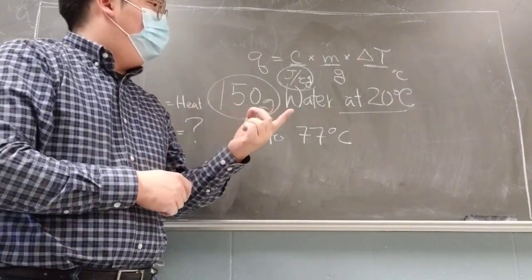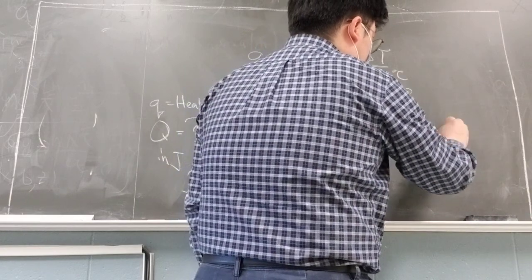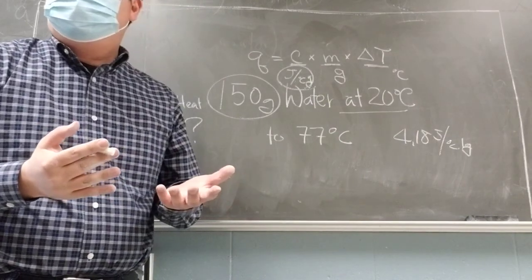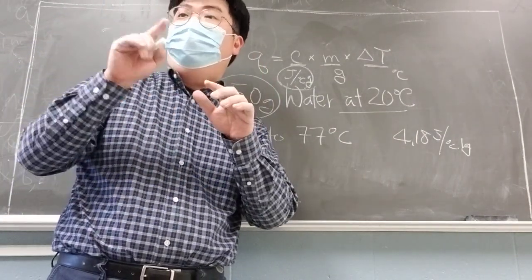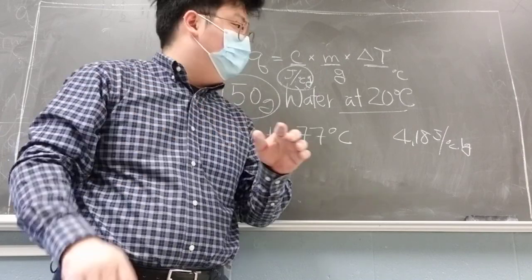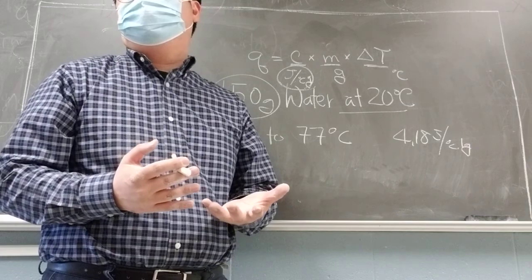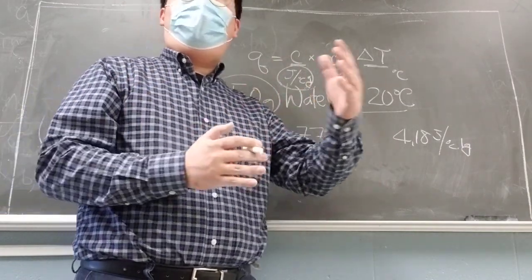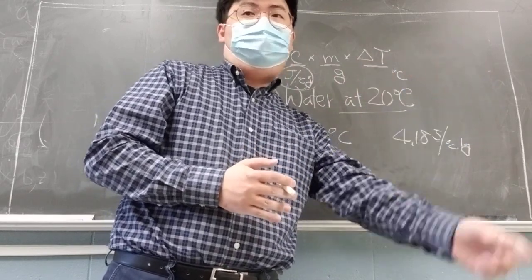So if you have 1 gram of water, maybe at 20 Celsius degrees, and you want to heat it up by 1 degree, so 21 Celsius at the end, then you need 4.18 joules of energy. That's the specific heat. Specific heat means the specific amount of energy required to heat up something that is 1 gram by 1 degree in temperature.